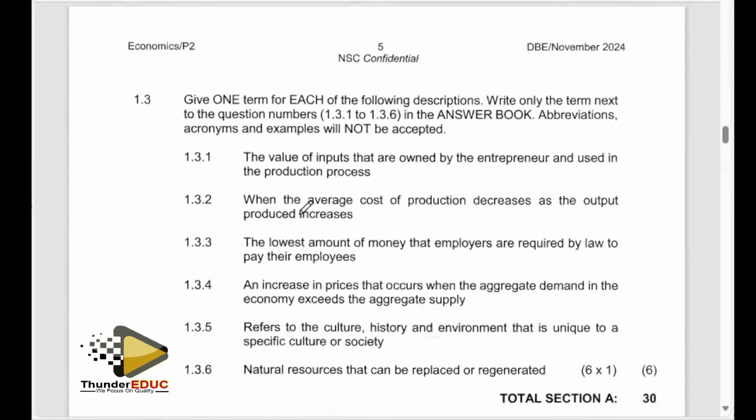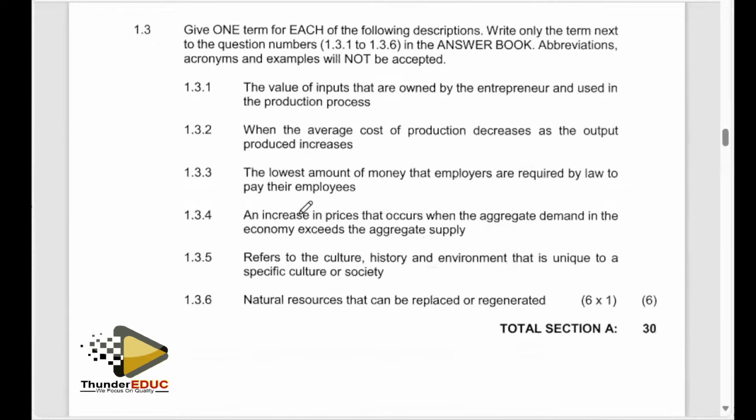So next question, we have 1.3, where you're expected to give one term for each of the following descriptions and also write only the term next to the question numbers 1.3.1 to 1.3.6 in your answer book provided. And also in this particular type of questions, you are not advised to give abbreviations, acronyms, and examples will actually not be accepted. Okay, right. So now let's check 1.3.1.